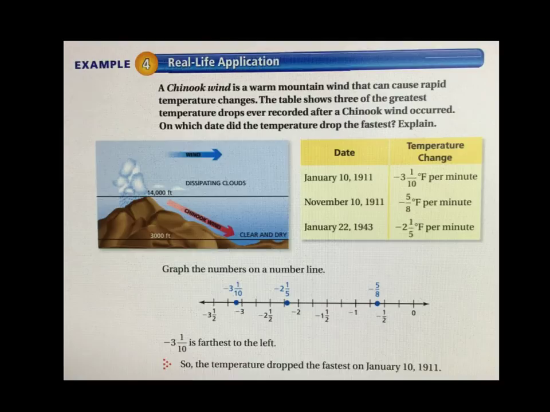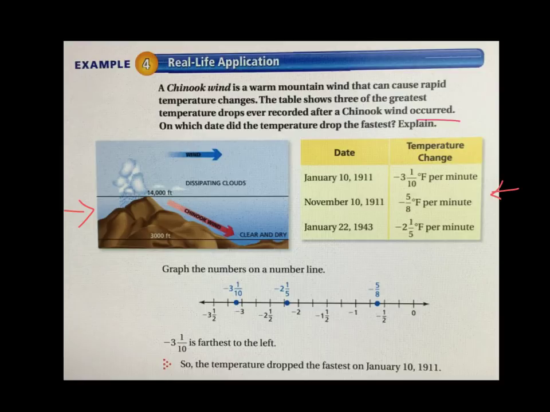What we can notice is that they give us this nice little table over here. And it says on the date of January 10th of 1911, the temperature change was negative 3 1/10 degree Fahrenheit per minute. On November 10th, 1911, it was negative 5/8 degree Fahrenheit per minute. And January 22nd of 1943, it was negative 2 1/5 degree Fahrenheit per minute.